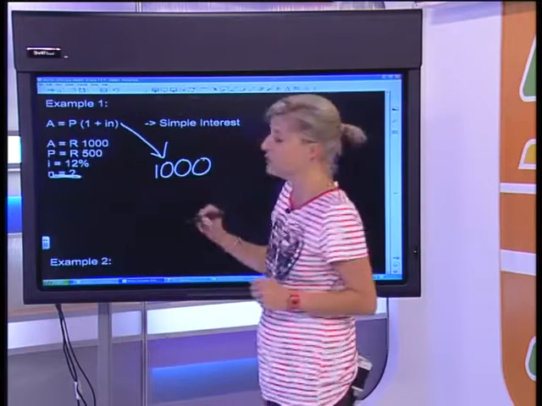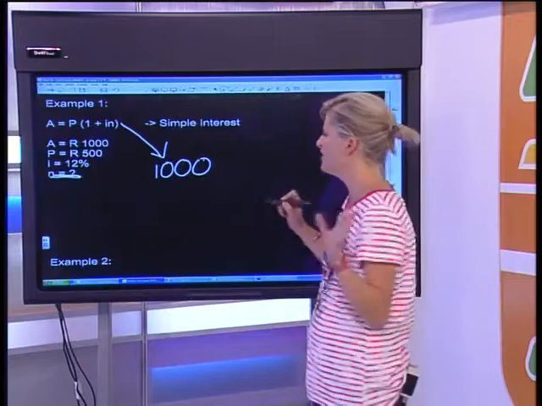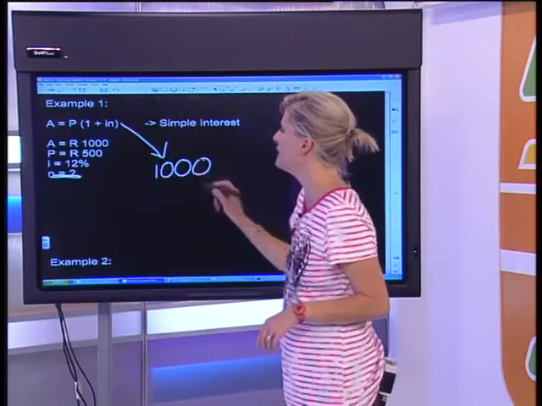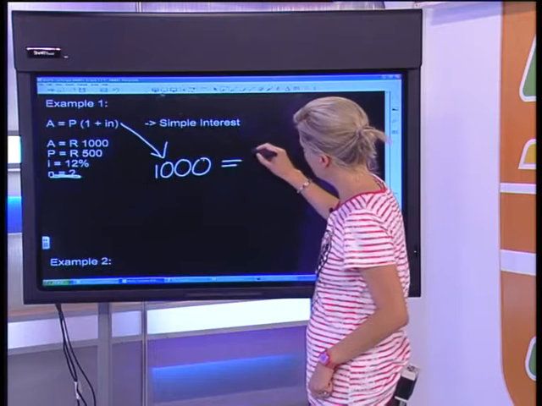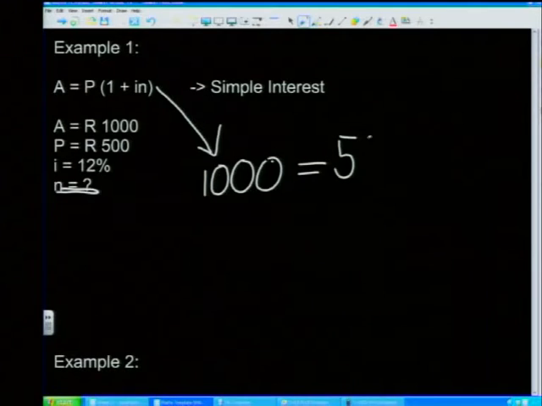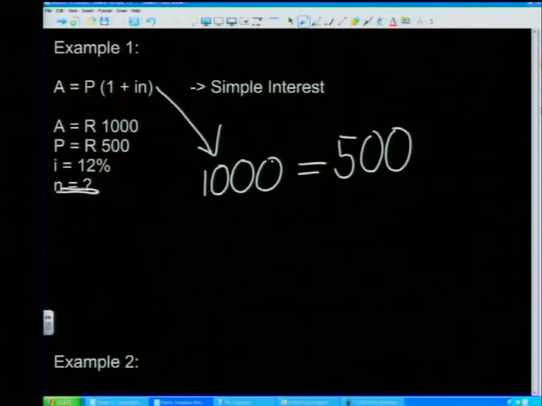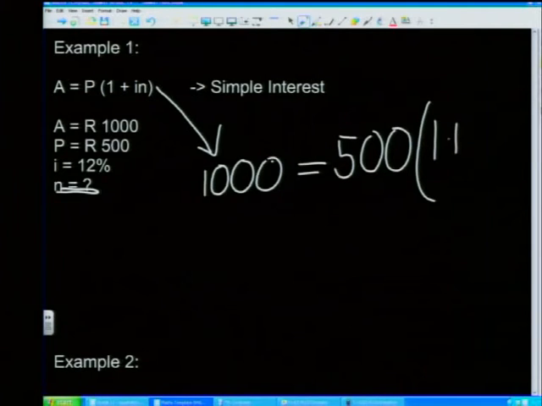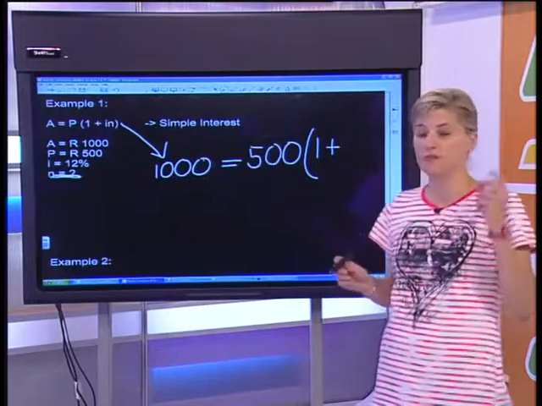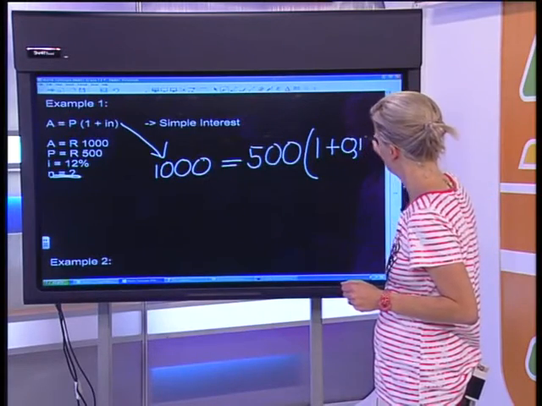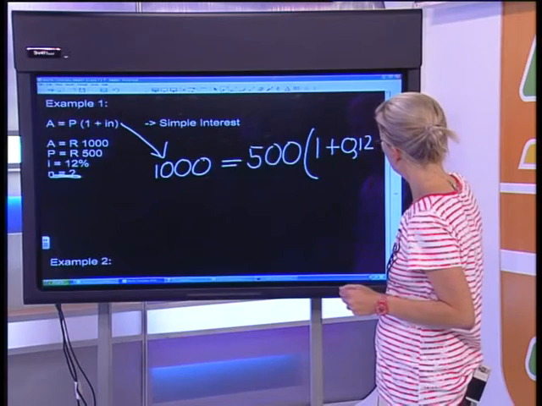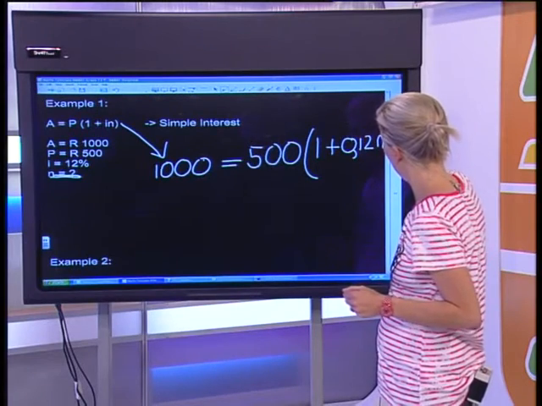So remember, guys, units only need to be put in at the end, so I'm not going to put the Rand sign in at the moment. I'm going to say 1,000 is equal to my initial amount, which is 500, and then open my bracket, 1 plus, and now my interest rate is 12% per annum, simple interest, but remember that would be 0,12, and that is multiplied by n.